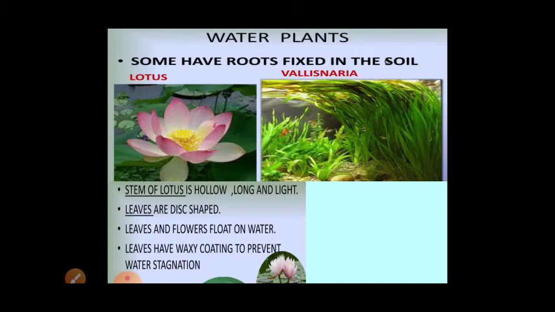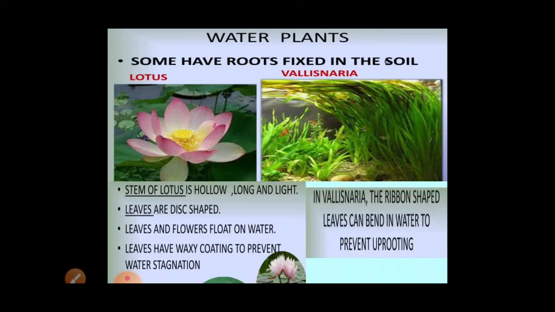Then leaves and flowers float on the water. The leaves have a waxy coating, which prevents water from stagnating. That means if we pour water on a lotus leaf, you might observe it will not stay, it will fall down, because there are very small hair-like structures which will not hold the water.